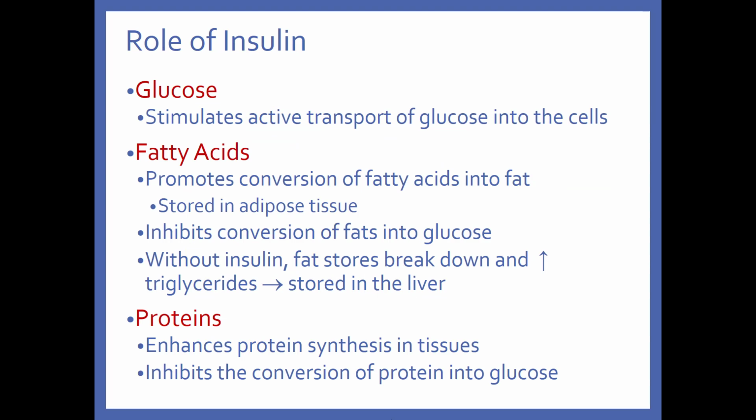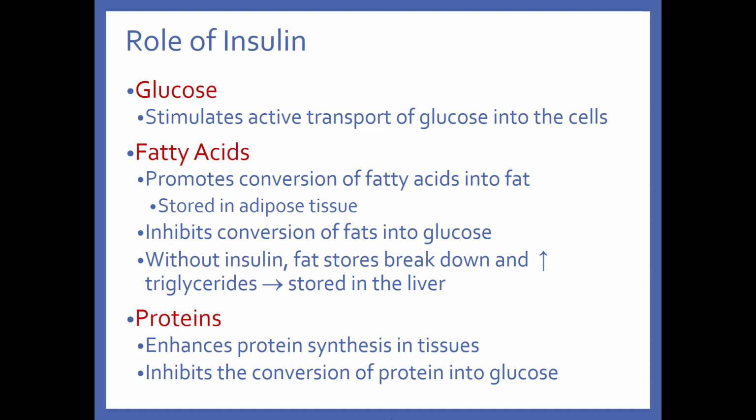The role of insulin specifically plays a big factor with glucose, fatty acids, and proteins in the body. With glucose, which is the most common area we think about with insulin regulating glucose levels, insulin secretion stimulates active transport of glucose into the cells. Insulin tells those cells to take up that glucose to be used for energy in the body. With fatty acids, when insulin is secreted, it helps promote conversion of fatty acids into fat, which then gets stored in adipose tissue in the body.